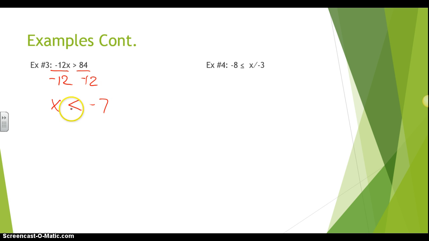So is x less than -7? That's going to make that statement true, because -12 times -7 is going to give me a value that would be greater than 84. Let's graph this. So I'm going to have an open circle at -7. X is less than -7, so I'm going to be shading to the left.